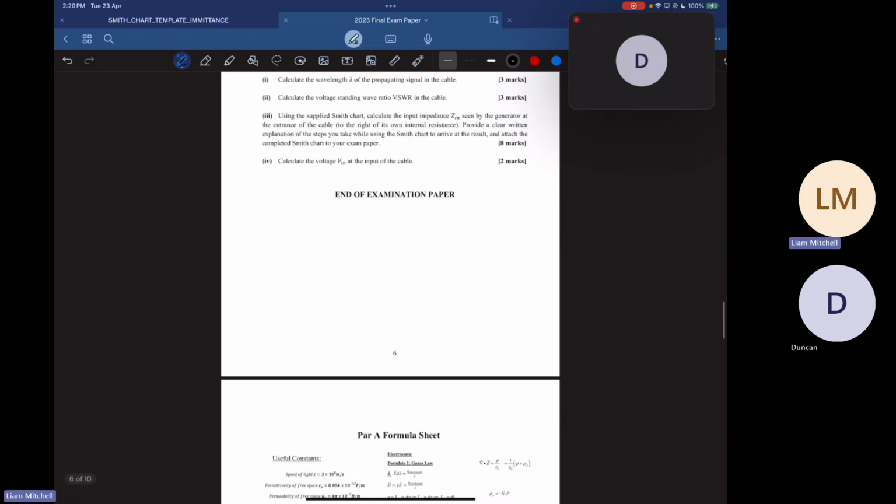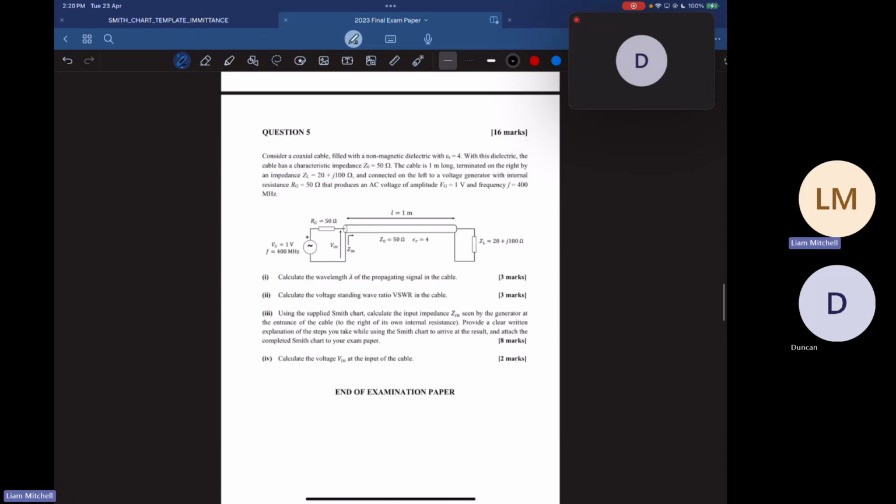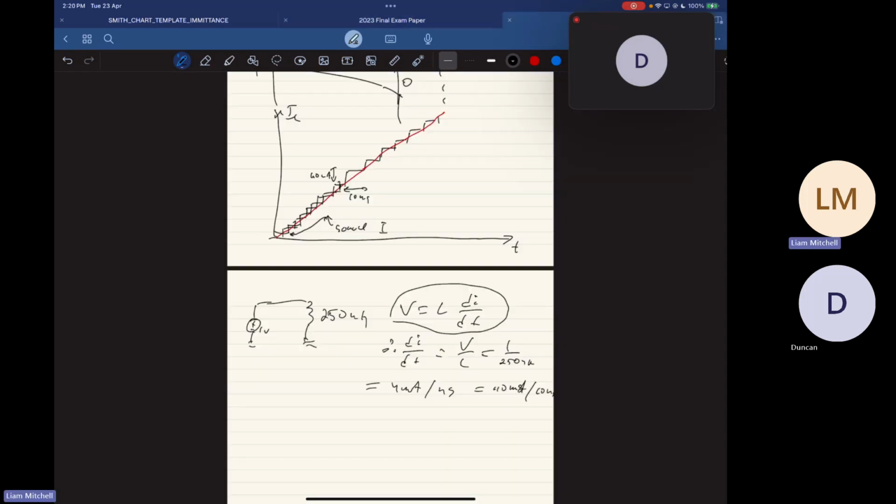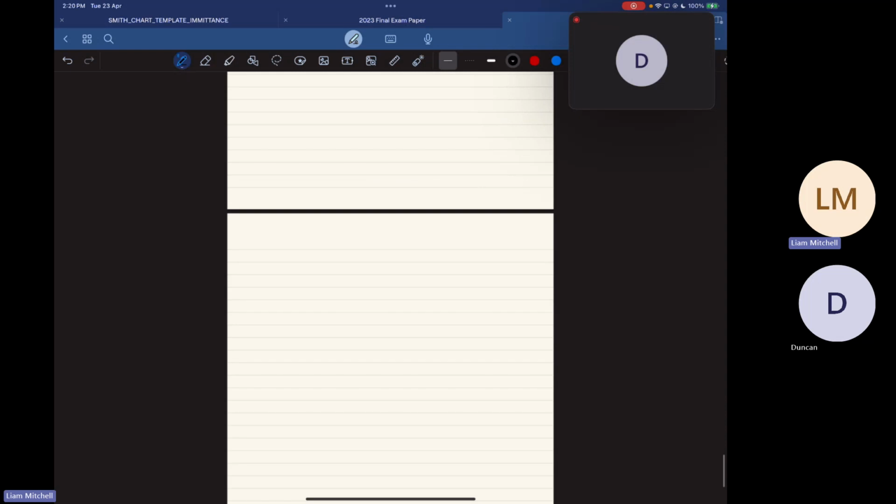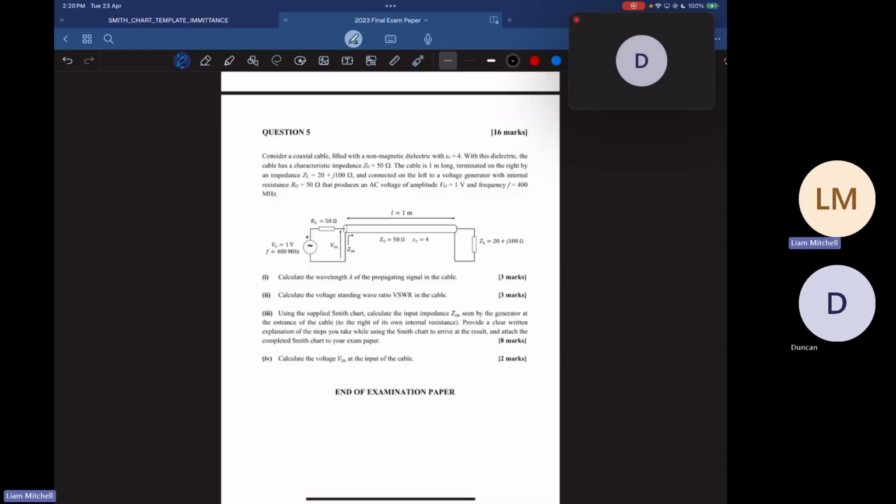Okay, this is the last question. It asks to do some things on a Smith chart, which I'm probably going to go through, some Smith chart matching, later, after I should have the time. So now question 5. This is the last question on the exam.